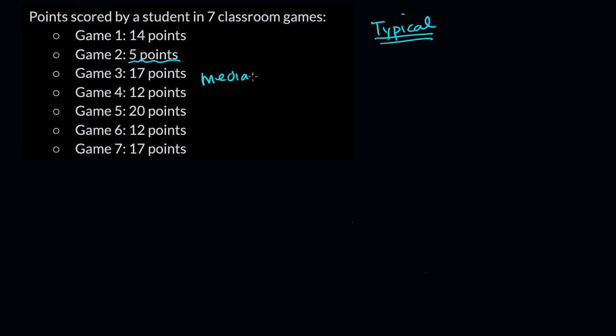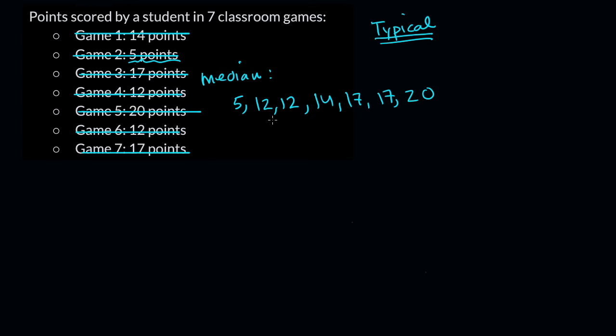To calculate the median, we write all of the numbers in order, and the median will be the center of those numbers. So let's write all these numbers down. The smallest is the 5 points, and I'm keeping track. So we have 5, then we have 12 twice. Let me mark those. Then we have a 14, then we have 17 twice, and last but not least, we have 20. So it's very important that you order them. You don't arbitrarily take the middle of the numbers. You have to order them and then take the middle.